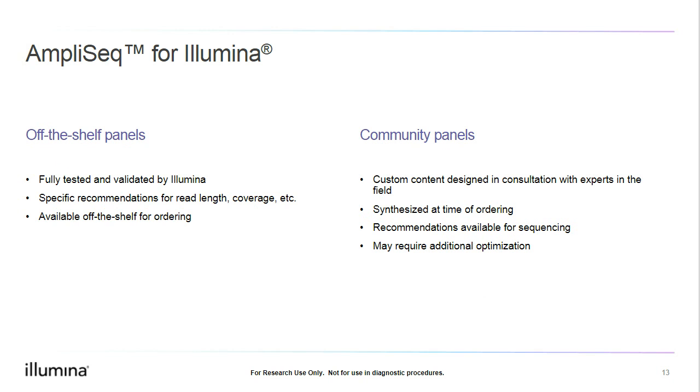We have two flavors of pre-designed AmpliSeq panels. The first is off-the-shelf panels, which have been fully tested and validated by Illumina. We provide specific recommendations for data needs, read lengths, and more. We also have community panels, which are panels designed by independent experts in their field. These have not been fully validated by Illumina, and they can require additional optimization.